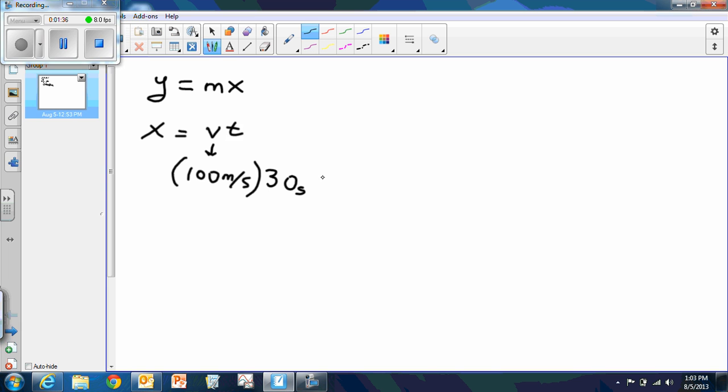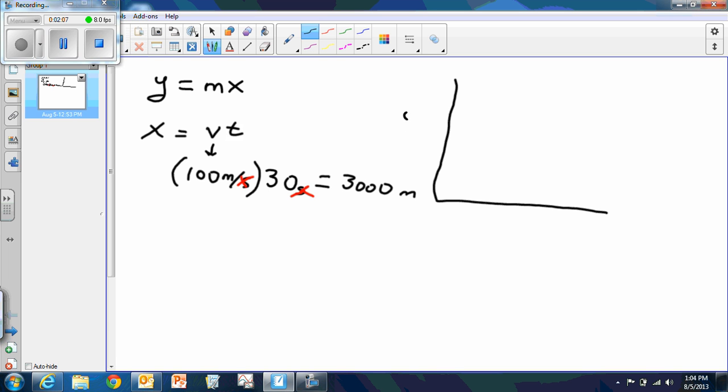Well, that's pretty simple. I multiply those together, and I'm going to get 3,000 meters because my seconds, this is in the denominator, will cancel out, and I'm left with meters. So that is some simple algebra you'll need to know, things like that. We'll also be doing some graphs, lots of graphs, lots of data, and we'll talk about this more in class.